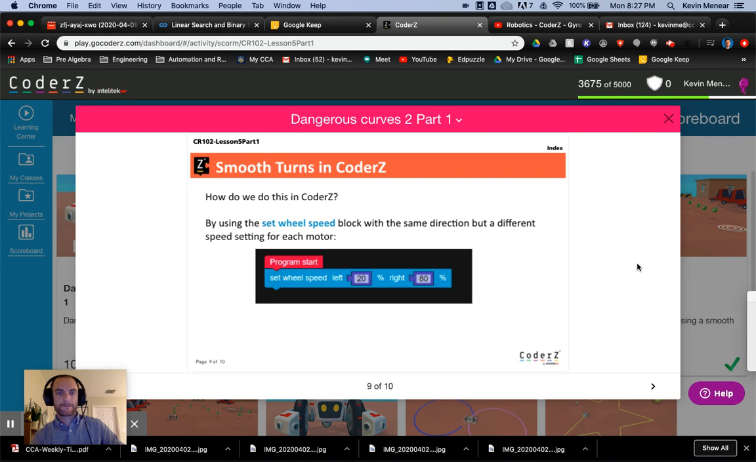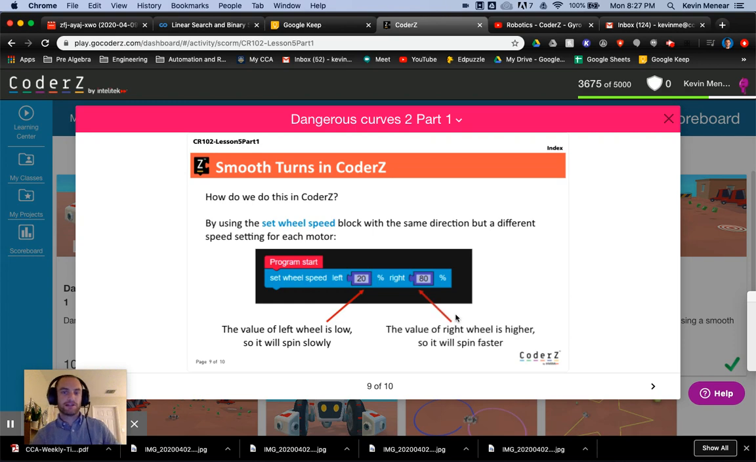Okay. How do we do this in CoderZ? There, boom. Set wheel speed left 20%, right 80%. So right's going to spin faster, so you're going to turn to the left, because the slower wheel is the inner wheel of the turn.